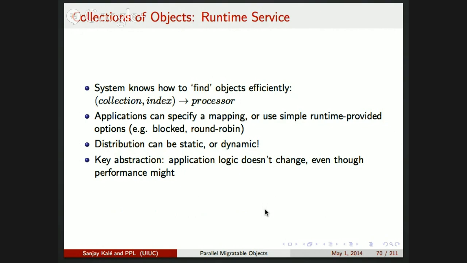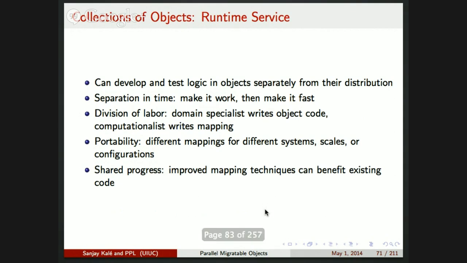But the key thing about this is the application logic doesn't change at all, not even depending on what mapping you specify, not in the face of migrations. As long as you have that proxy to that array, you can use that proxy with an index to find any element in the array, regardless of where it is, regardless of whether it's moved. You can call methods without needing to deal with that bookkeeping yourself. That's all handled by the runtime system.